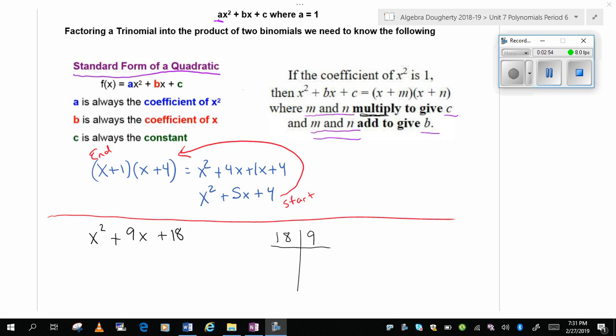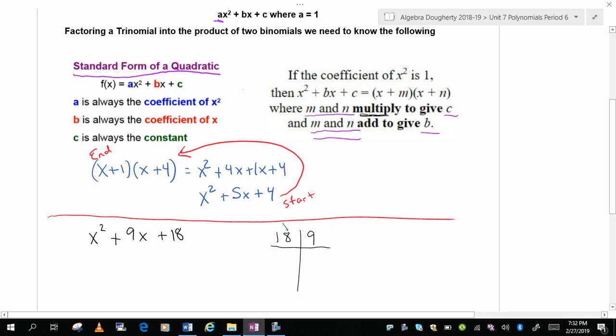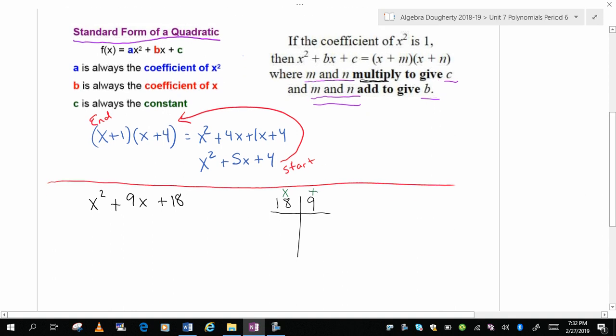So what I'm going to do here is list all the factors of 18. It's a positive 18, so I take two positive numbers and multiply them together. They're going to add up, hopefully, to 9. So they're going to multiply to 18 and add up to 9. Sometimes I do it like that so I know which one I want to multiply to and which one I want to add to. Eventually you'll be a pro and you won't need that. But let's take the factors of 18.